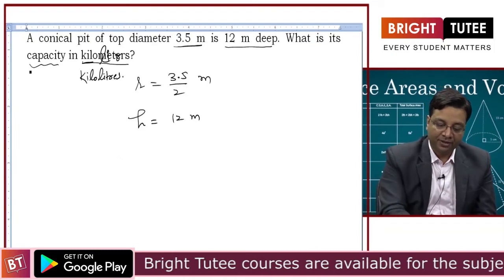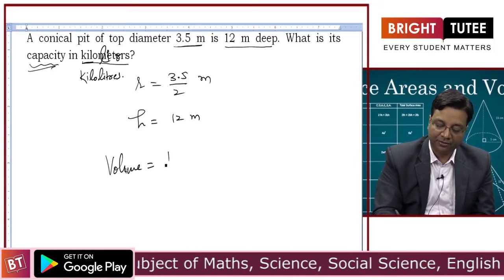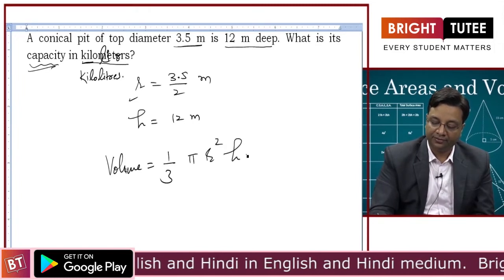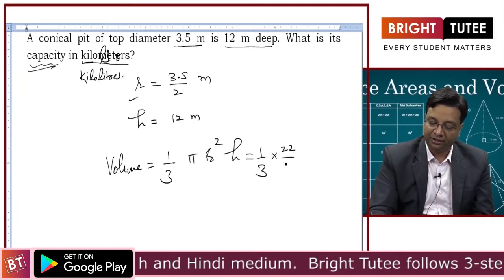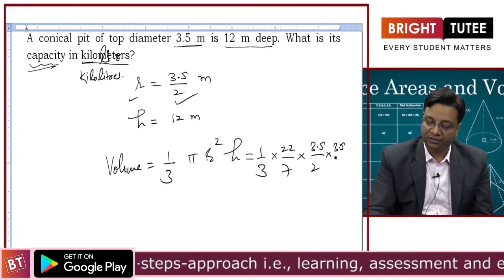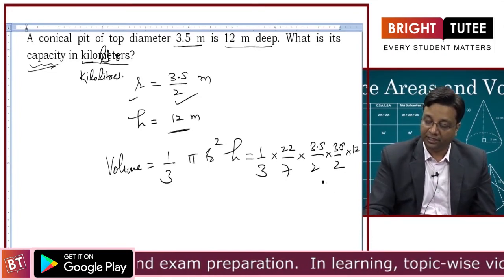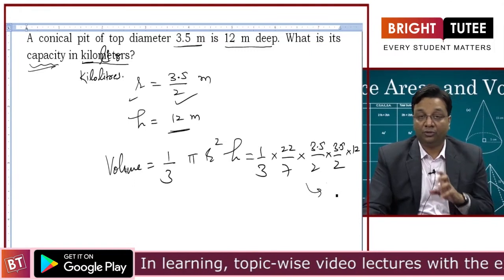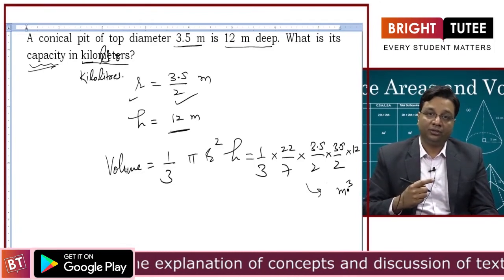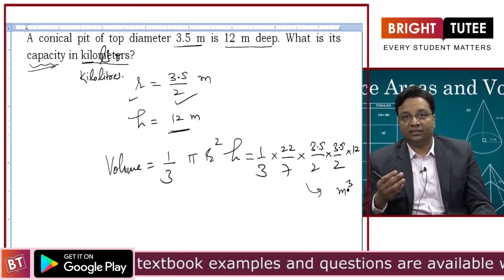So the capacity means the volume, right? So volume, we have got the direct formula 1 by 3 pi radius square into height. 1 by 3 pi I am replacing with 22 by 7. Radius square means 3.5 by 2 into 3.5 by 2 and into height is 12. So this calculation will give us our volume or the capacity of this conical pit in meter cubes. Then we will convert it into kiloliters and we will see that meter cubes are actually kiloliters.